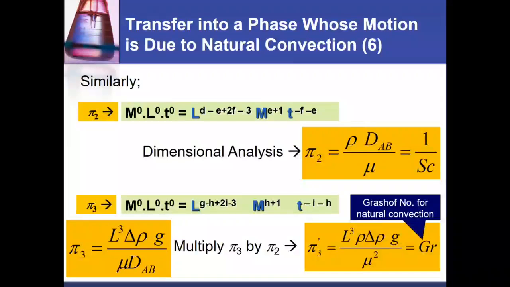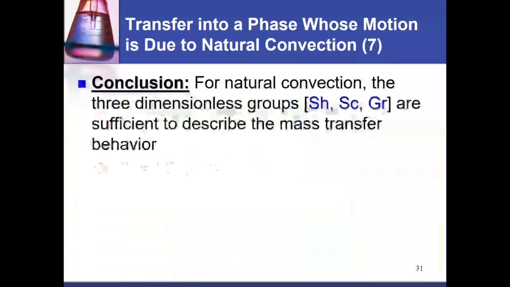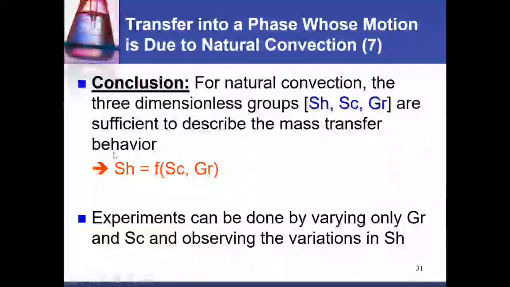So now for natural convection, the three numbers are the Sherwood number, Schmidt number, and Grashof number. We expect that the Sherwood number should be a function of the Schmidt number and Grashof number, or the other way, if you want the Grashof number instead, it will be a function of the Schmidt number and Sherwood number. Or if you want the Schmidt number, it will be a function of the Sherwood and Grashof numbers. So these three numbers are related.